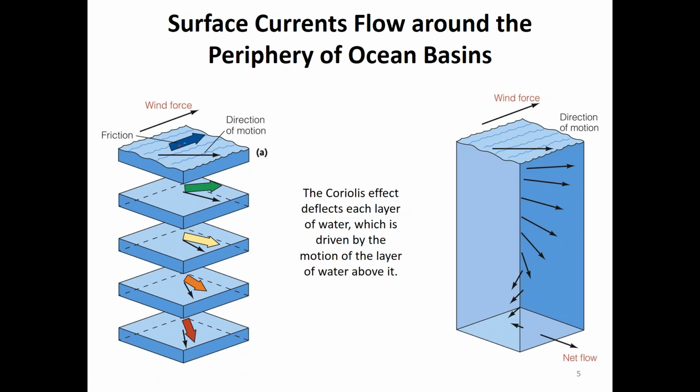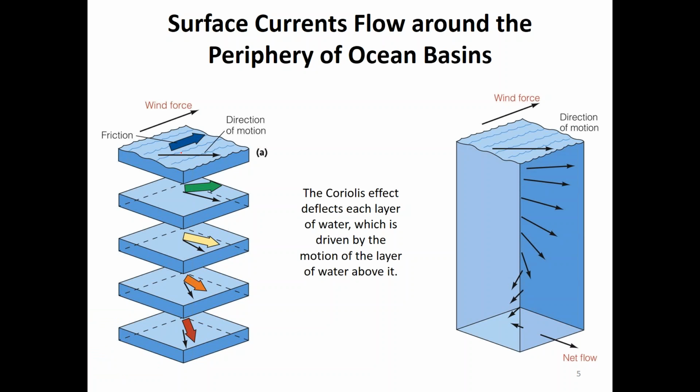So the water begins to move in this direction. What happens is, in the northern hemisphere, the path of the water is deflected to the right. And so instead of moving in this direction, the actual path that water takes is deflected to the right because of the Coriolis effect. Okay?